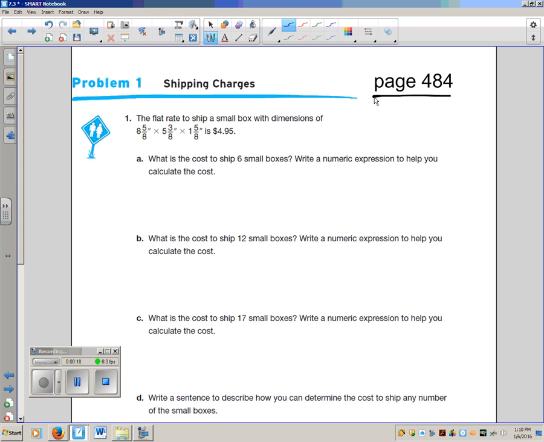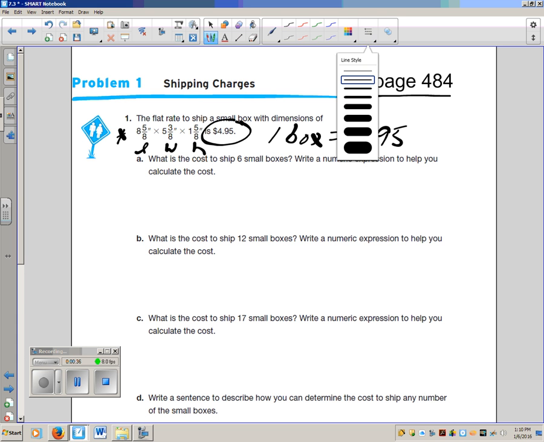We have a box. The length, the width, and height of one box to ship is $4.95. This part is not real important for this problem. The cost of shipping one box is $4.95. That's for one box. A, we want to ship 6 small boxes. We want to write the expression to help calculate the cost.